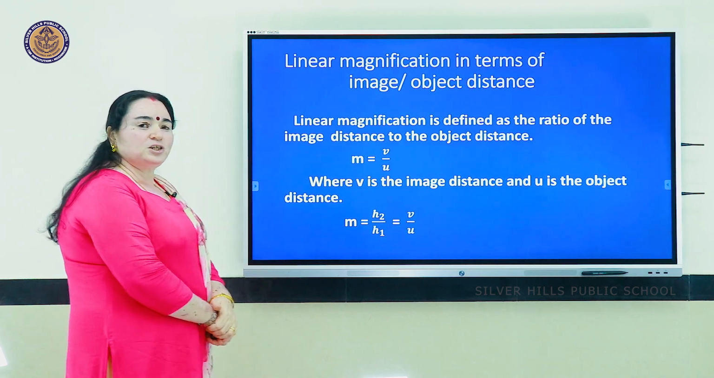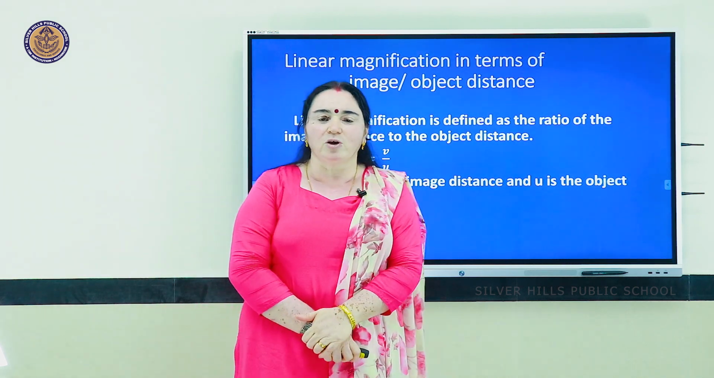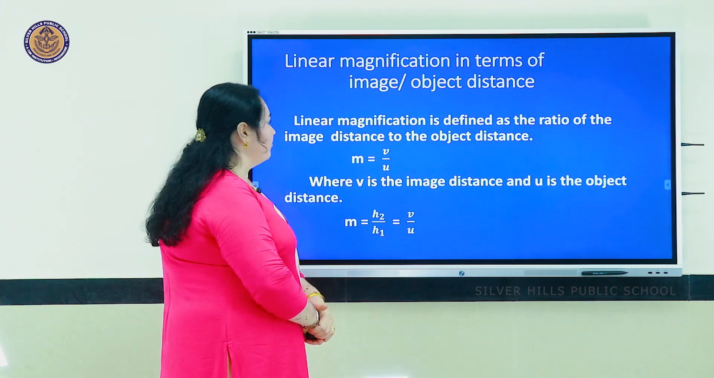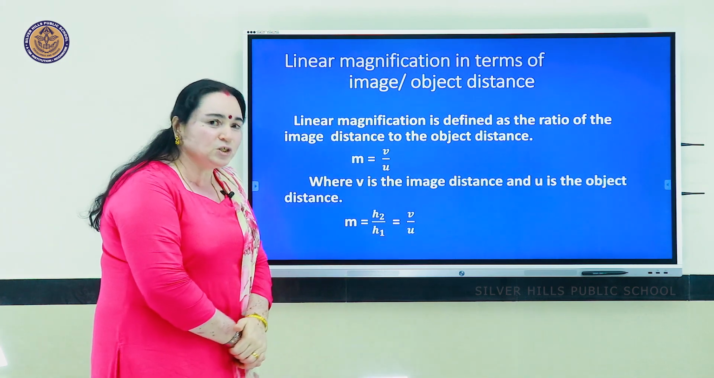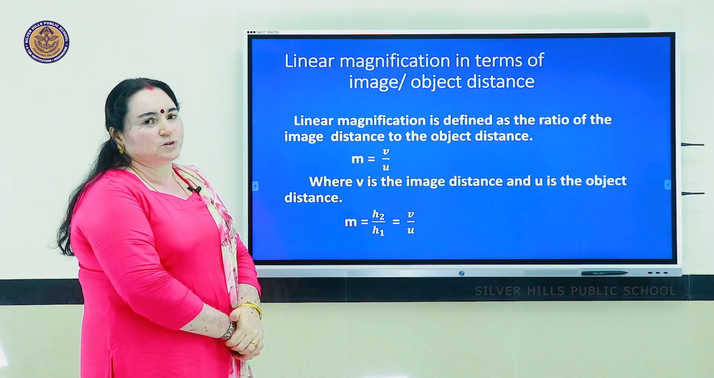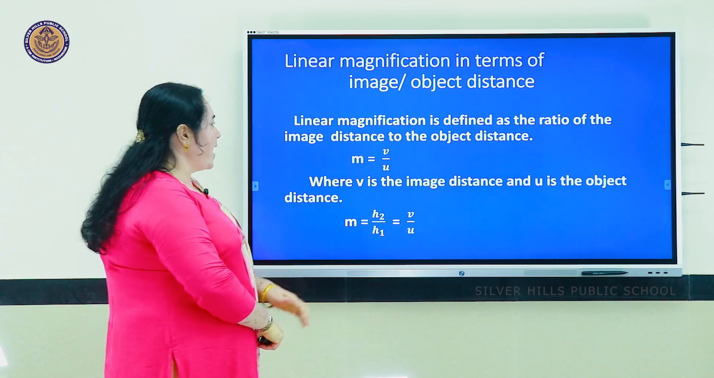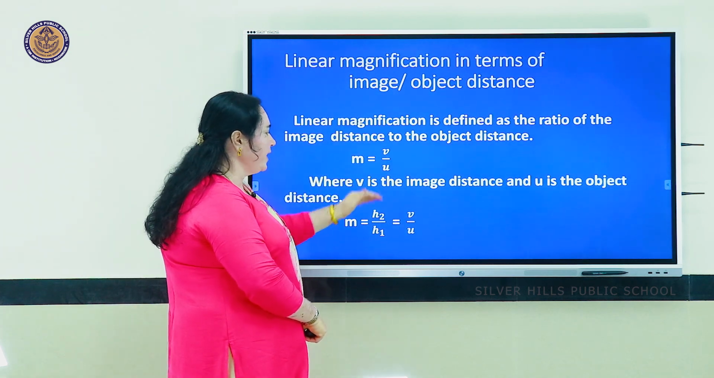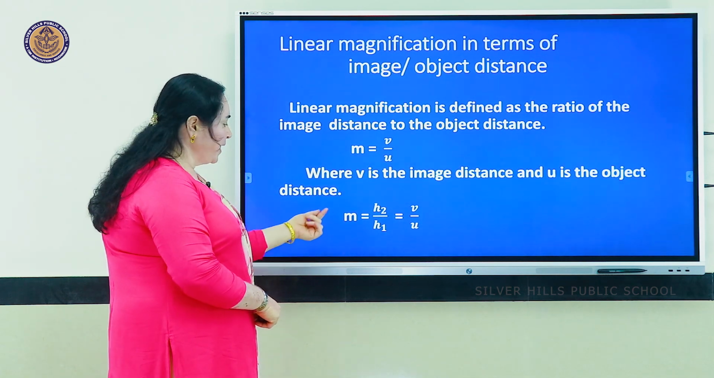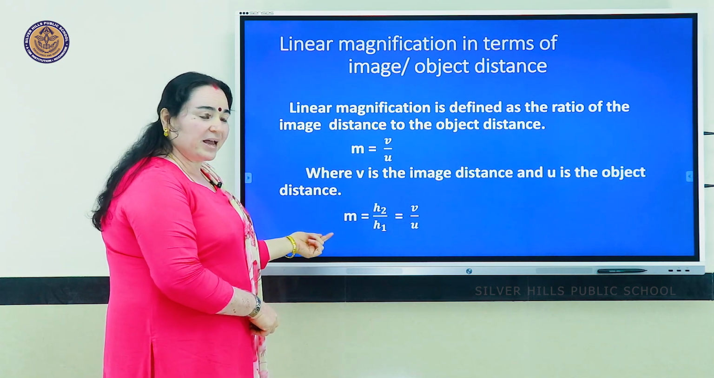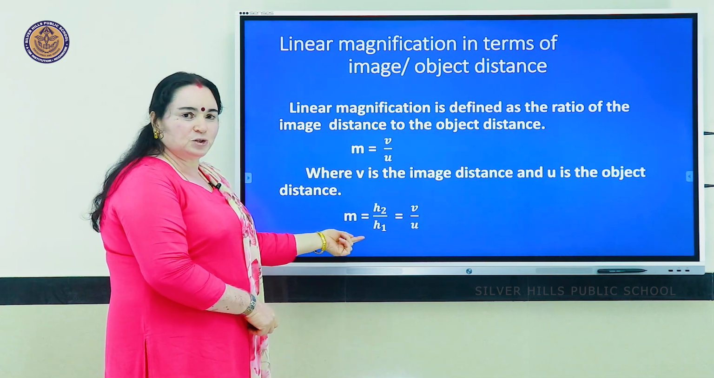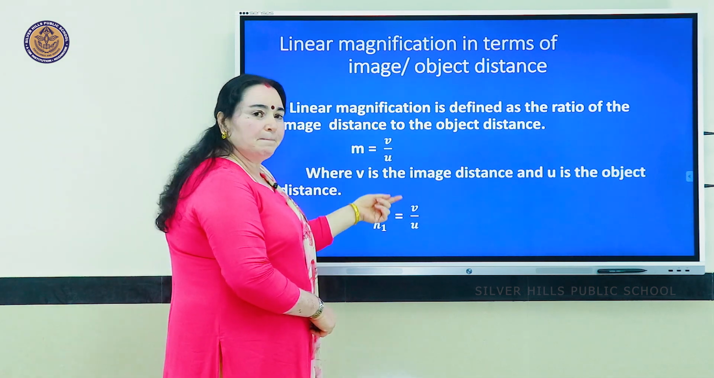Now, linear magnification can also be defined in terms of image distance and object distance. Linear magnification is defined as the ratio of the image distance to the object distance and is given by m is equal to v by u. So, the total formulas that we have are two over here. Linear magnification m is equal to h2 by h1 or v by u.